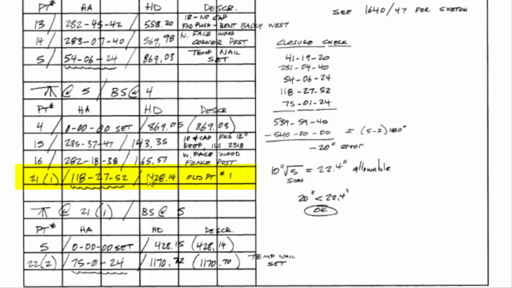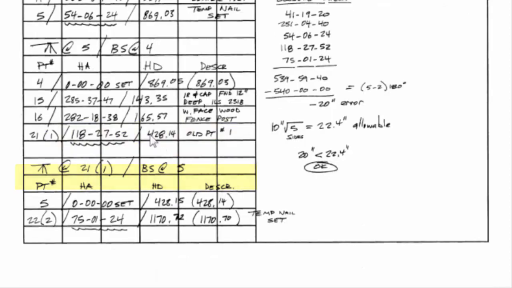In fact, you'll see here's my 428.14, that's the foresight distance. Then you see the backsight distance. And then my original backsight was 1170.70 down here, and then my foresight distance onto point 2 was 1170.72. Notice I've also got a computed position of point 22. So I have two original positions, two computed positions. It's important that you keep those two separate.